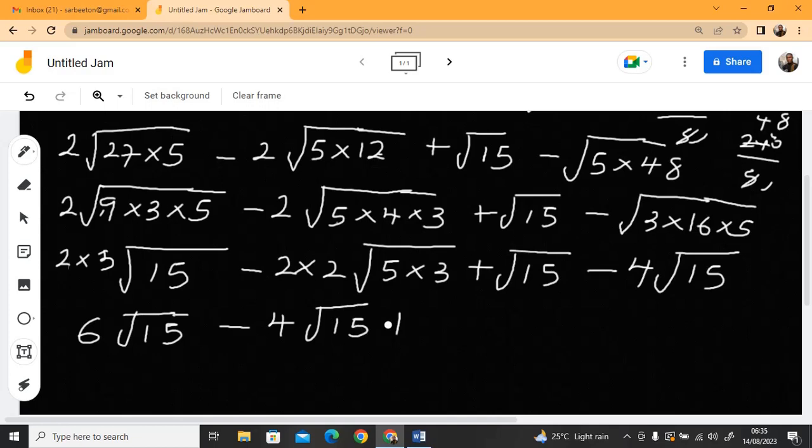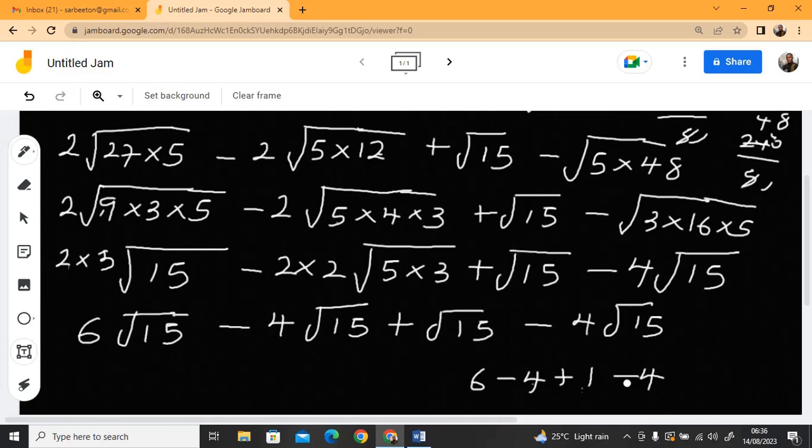Then plus root 15. Then minus 4 root 15. Now when you do this together, all of them have root 15, so you can do it like this: 6 minus 4. I'm taking the numbers outside. 6 minus 4, there's an invisible 1 here, plus 1, then minus 4. 6 minus 4 is 2. 2 plus 1 is 3. 3 minus 4 is minus 1. So what you have is minus 1 root 15.